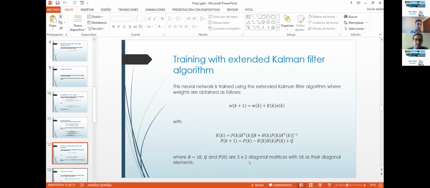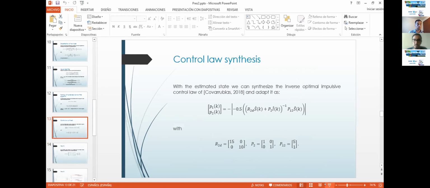We train this with the extended Kalman filter, and these sequences are well known. In this case, R is equal to 10, and Q and the initial P are 32 by 32 diagonal matrices with 10 also as the elements.